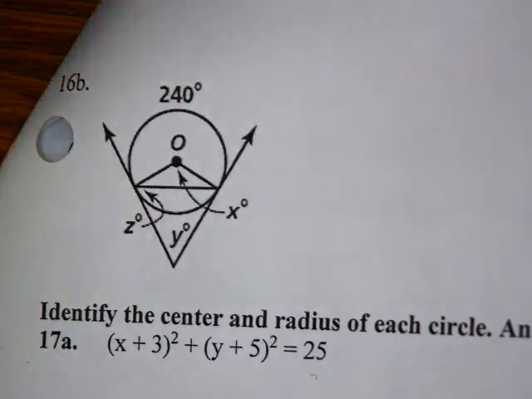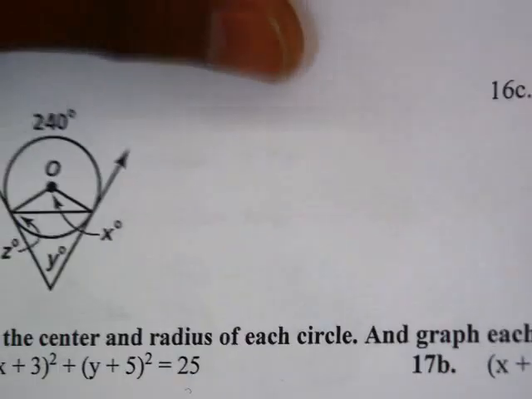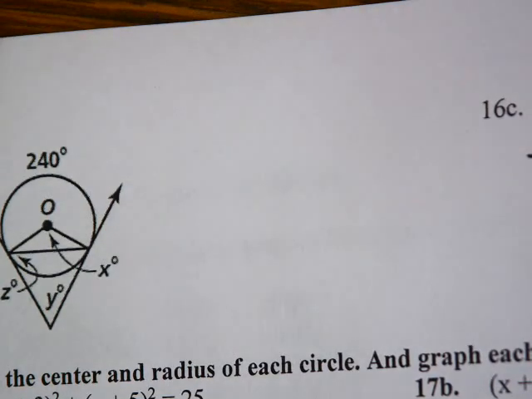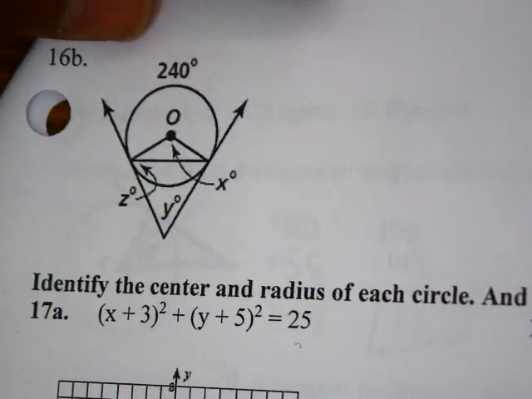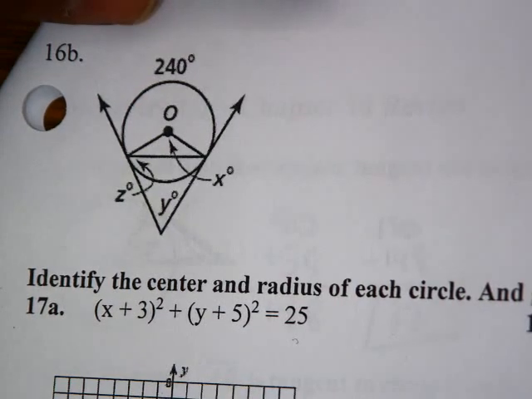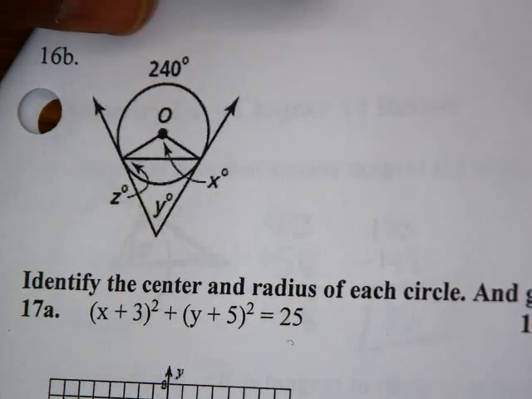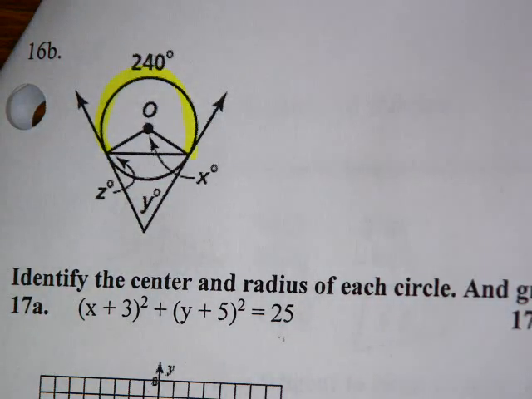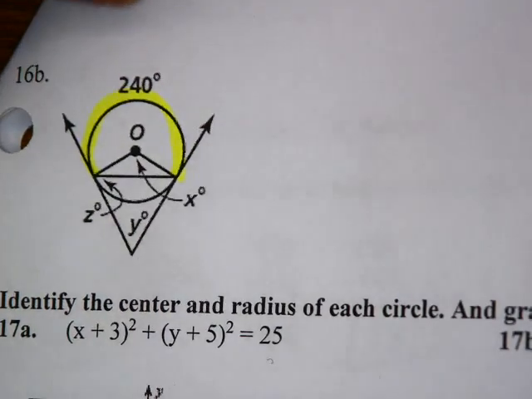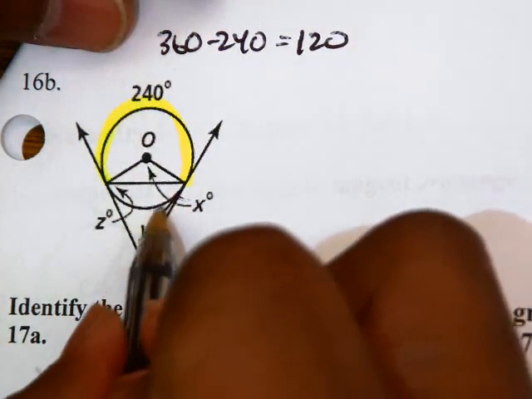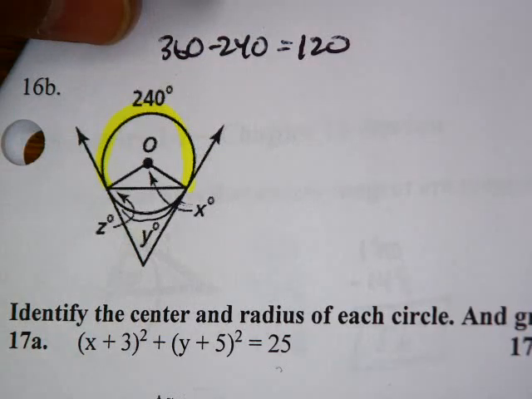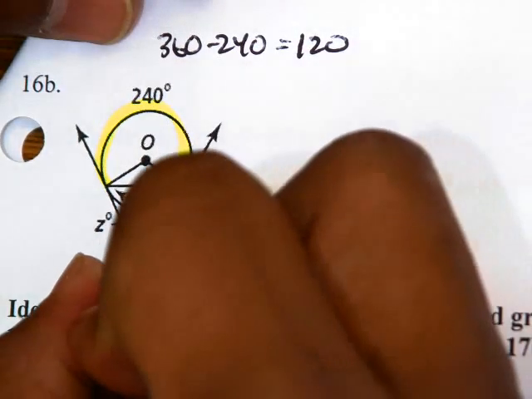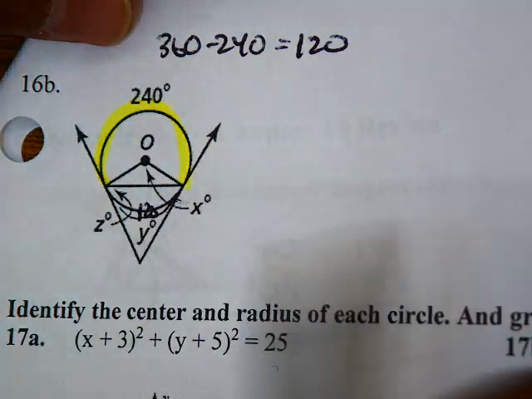Okay, so 16, B and C, just kind of like really tricky things to do with the inscribed circle and central angle and all that stuff. Okay, so let's start with this. This arc here is 240. That's a lot of the circle. A circle is 360 degrees. So if I take 360 and subtract 240, that's the leftover part. So that's 120 here.